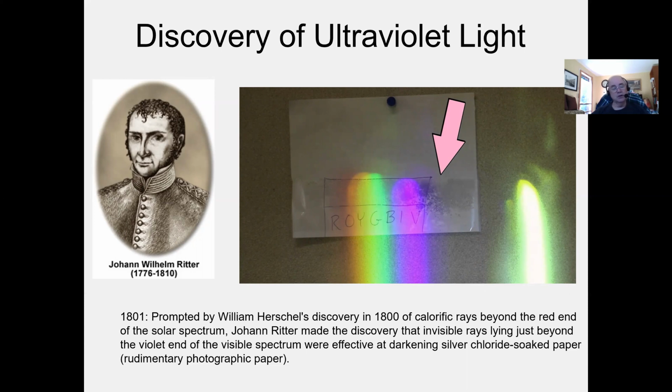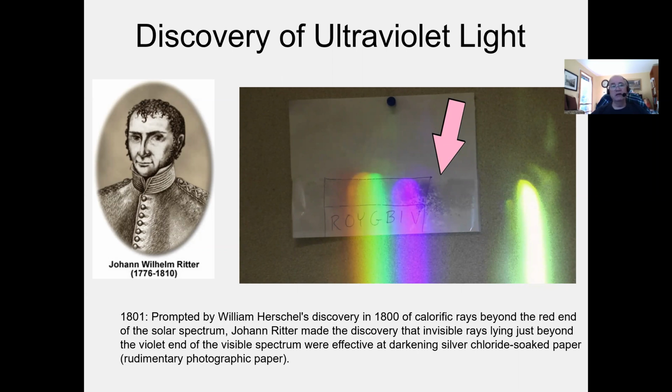And of course, given the hint from Herschel, he was very interested in what would happen to the paper on the other extreme side, on the violet side. And just as with Herschel, he found that the paper got darker on the extreme of the ultraviolet side than on any other color. So whatever these rays were, they were not the caloric rays, because the caloric rays did not do a very good job in turning this paper dark.